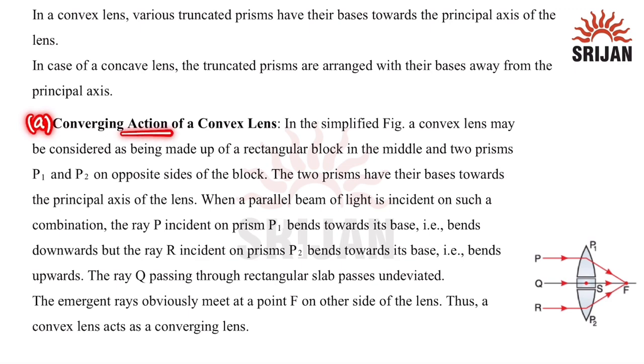First point is the converging action of a convex lens. In the simplified figure, you can see that a convex lens may be considered as being made up of a rectangular block in the middle and two prisms P1 and P2 on either side, such that their bases are towards the principal axis. Now, when a parallel beam of light is incident on such a combination, the ray P incident on prism P1 bends towards the base, that is bends inwards.